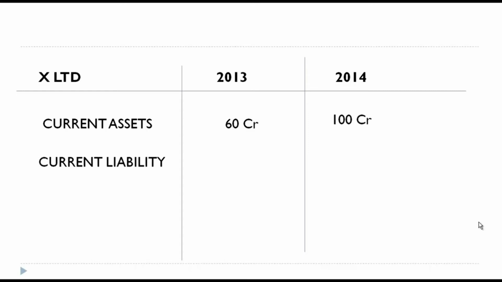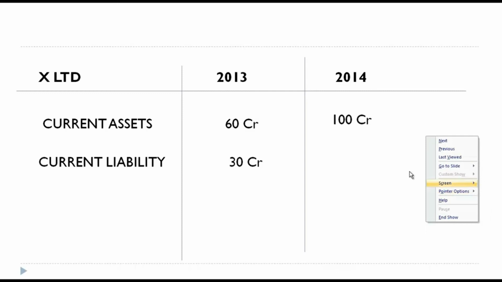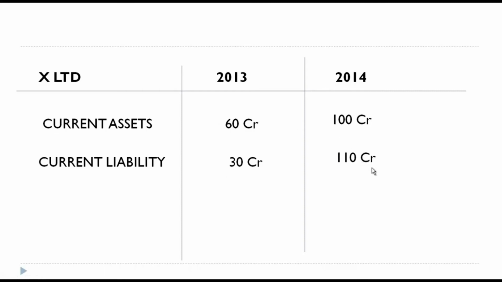You would recollect in previous session we have understood the relationship between the current asset and current liability, right? So the current liability of the company in 2013 is 30 crore. It means they have to pay 30 crore for which they have 60 crore at their disposal. For paying 30 crore, they have 60 crore at their disposal. But in 2014, they have to pay how much?